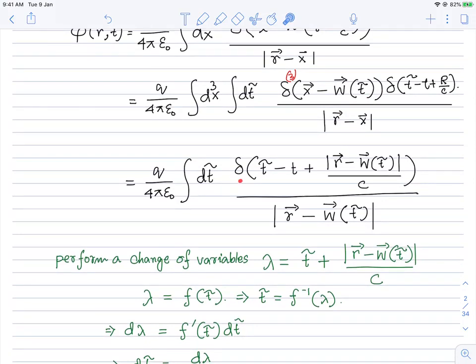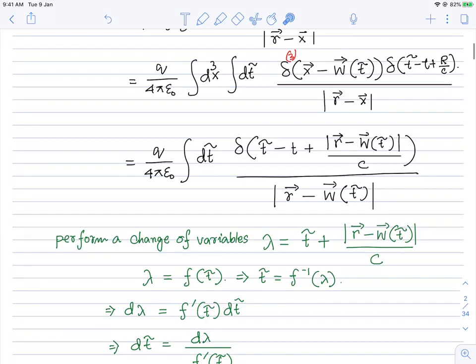Therefore, this t tilde integral is left over. But now there's a delta function over t tilde minus t plus r minus w of t tilde. So the problem is now shifted to just the t tilde coordinate. This function is not simple. It's a complicated function of t tilde, which we have to solve to perform this delta function integral.